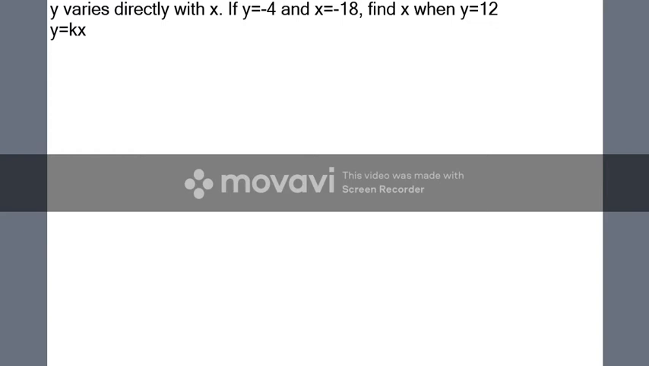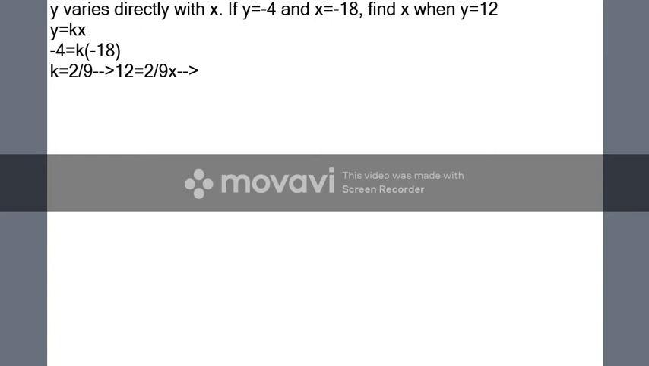So we know y equals -4 equals k times -18. So k is equal to 2/9. So from here, let's draw an arrow. So we have y equals 2/9 x. From here, we know y is equal to 12. So let's input that into y. So 12 equals 2/9 x, right?